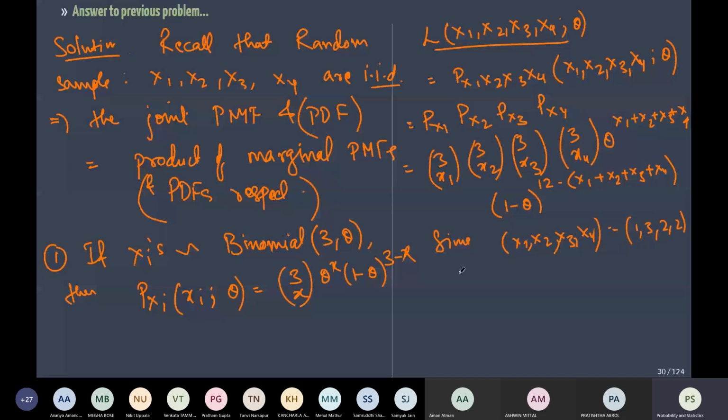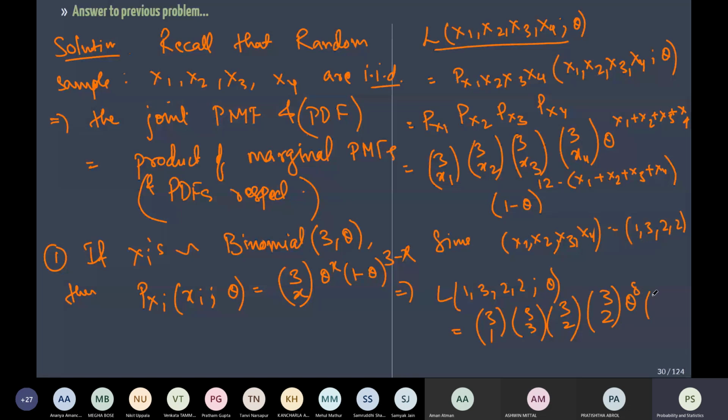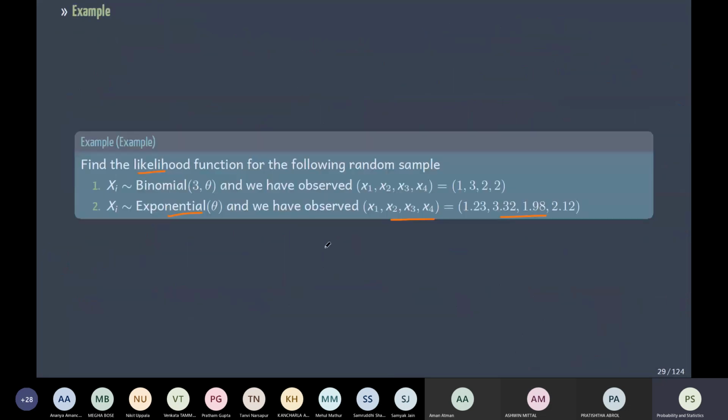And so we just substitute the values. So this implies L(1, 3, 2, 2; theta) with theta being 3, 1. We substitute these values. So this is the PDF, right? So we substitute these values here. So 3, 3, 3, 2 here, right? So 3, 2, and theta to the 8, (1 minus theta) to the 4. I have pre-calculated this value. So this is 27 theta to the 8, (1 minus theta) to the 4 if you do this computation. Okay, so this is how you compute the likelihood, and the same thing you can do for the exponential.